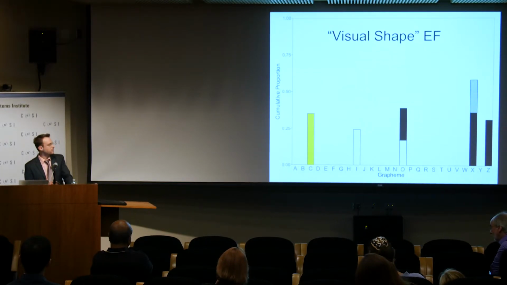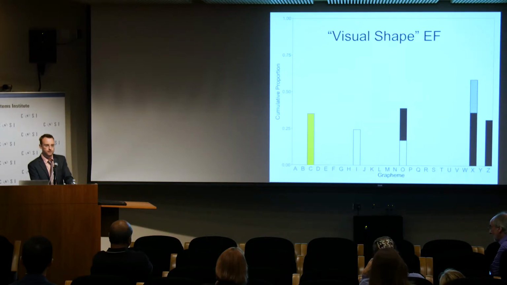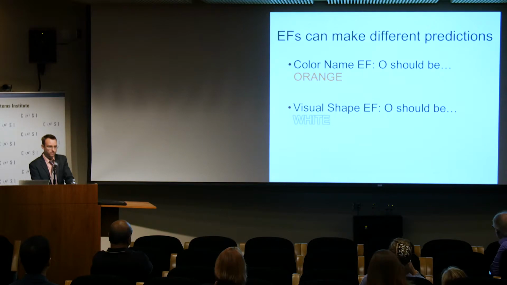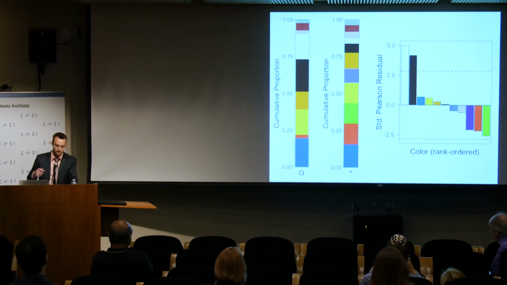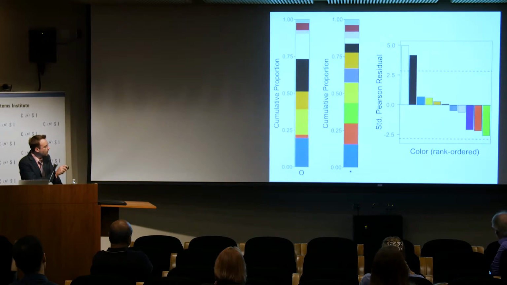But what I want you to notice is that these two different factors make incongruent predictions about a particular letter. Because the visual shape predicts that O should be white, and the color name predicts that O should be orange, right? So they disagree. And that's perfectly fine because we can test that. So here is all of the colors that synesthetes experience for O, and here's all the colors that they experience for the whole alphabet. Same style graph as before.